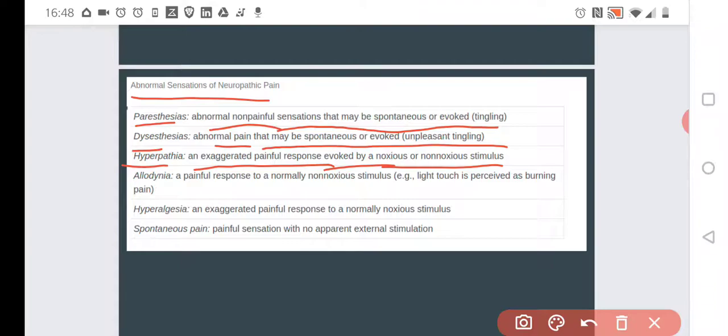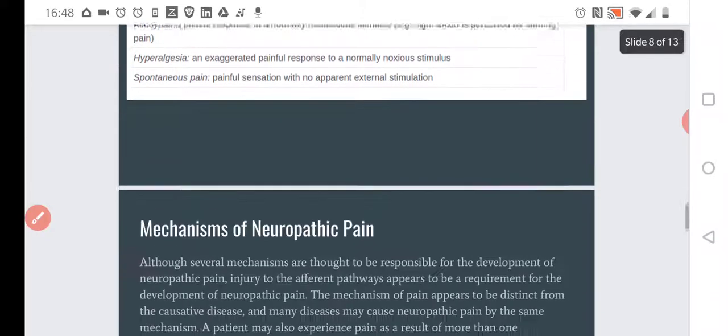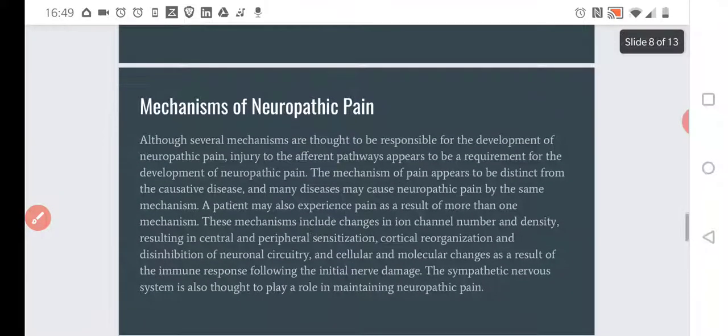In the case of allodynia, as you can see, the painful response is to a normally non-noxious stimulus. Hyperalgesia is an exaggerated painful response to a stimulus that is normally noxious. So hyperpathia is generally like both of them. And we have spontaneous pain, a painful sensation with no apparent external stimulation. Okay, thank you.